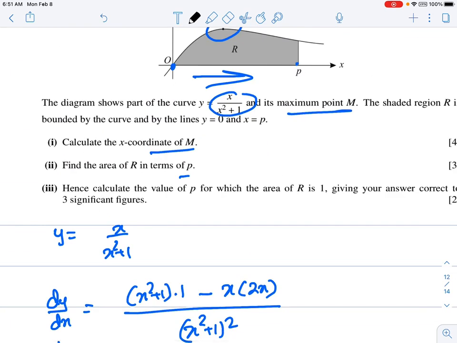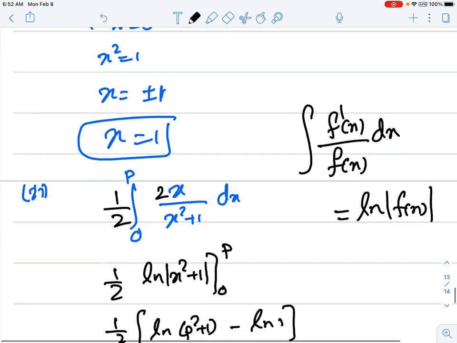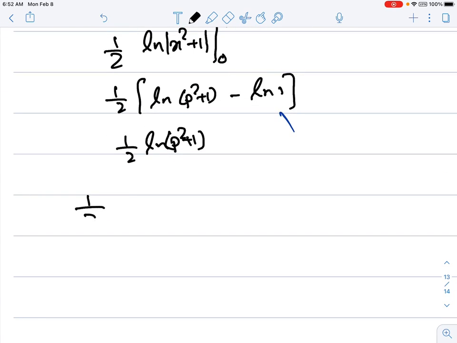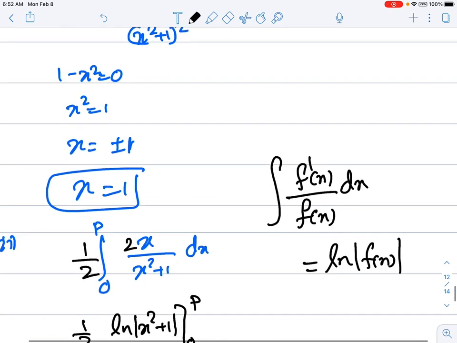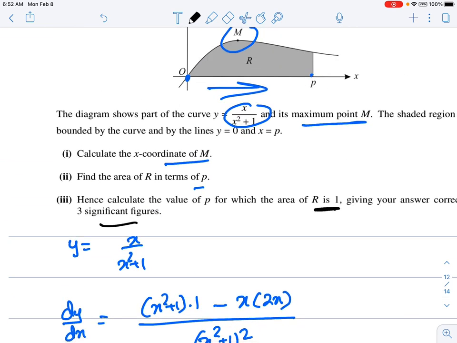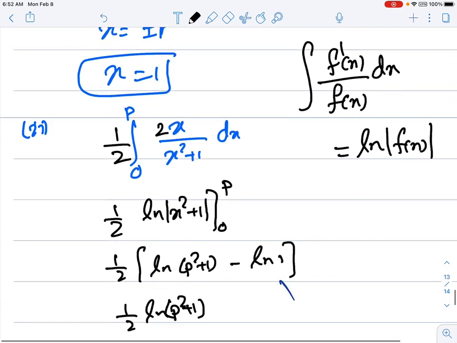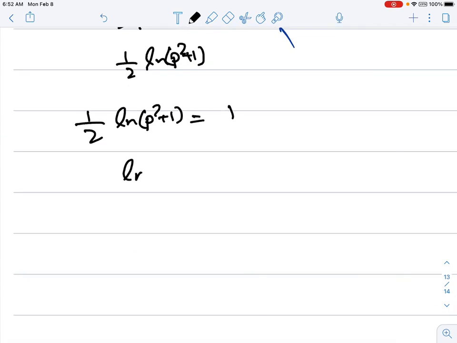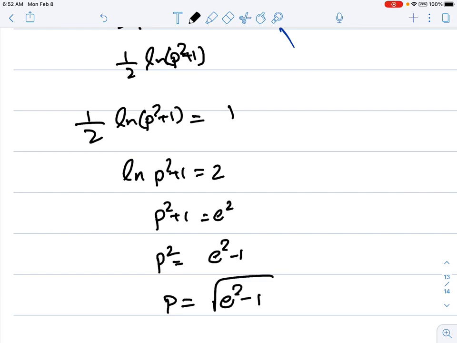Hence, calculate the value of p for which R is 1, giving your answer to 3 significant figures. So the area is 1. So 1 upon 2 ln p square plus 1 is equal to 1. So ln p square plus 1 is equal to 2. P square plus 1 is equal to e power 2. P square is equal to e power 2 minus 1. P is equal to square root of e power 2 minus 1.